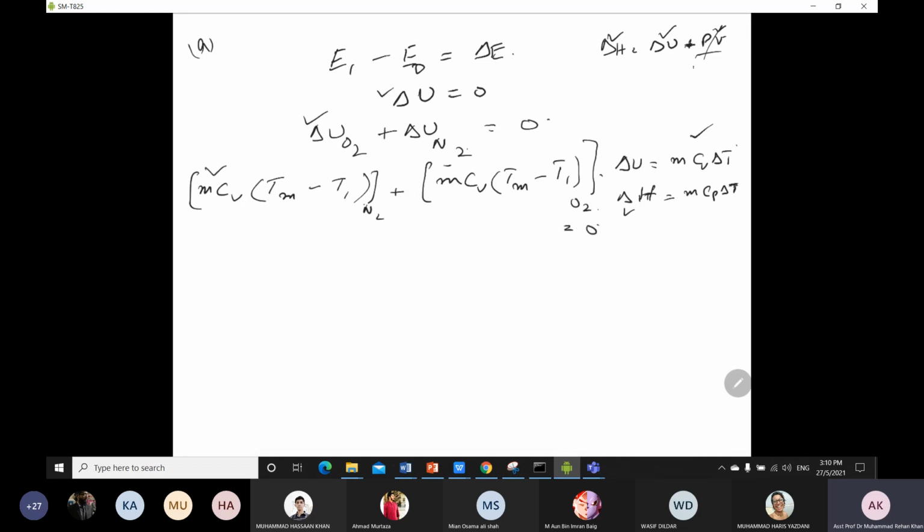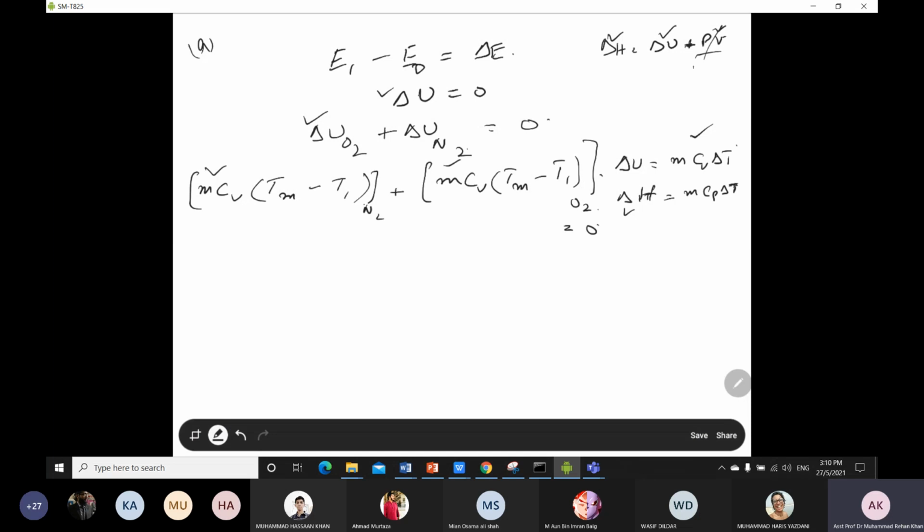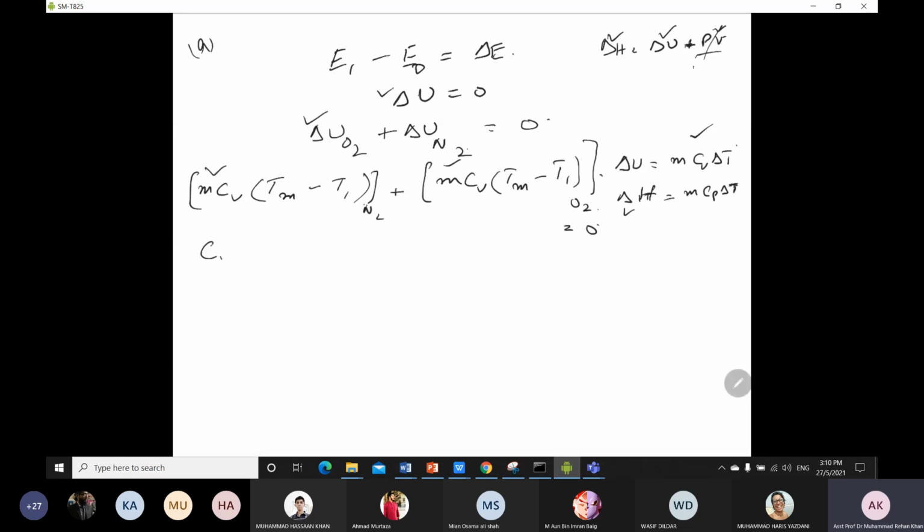The masses are given in your question: the mass of O2 is 7 kg and the mass of N2 is 4 kg. For the Cv value, you have to go to table A2, and you can easily find the Cv for N2, which is 0.743 kilojoule per kg Kelvin, and also the Cv for O2, which is 0.658 kilojoule per kg Kelvin. This comes from table A2.